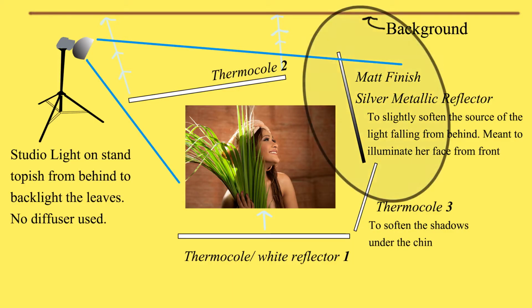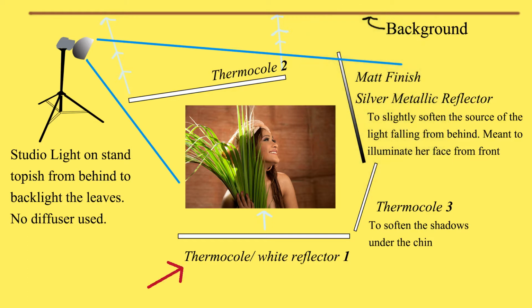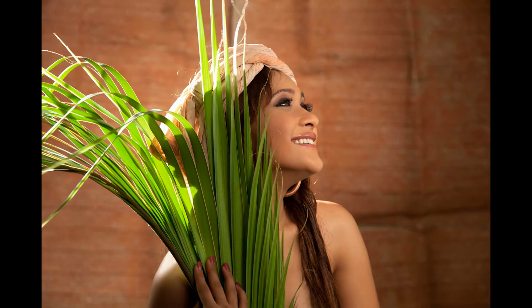I pasted silver sheets of matte finish on a thin plywood and used it as a reflector. This illuminated her face from the front side. First thermocol gave an overall fill. The second thermocol was positioned behind the model and partly reflected the light towards the background, while the third opened the shadows under the chin. All the 3 thermocols were reflecting the light from the same single source.